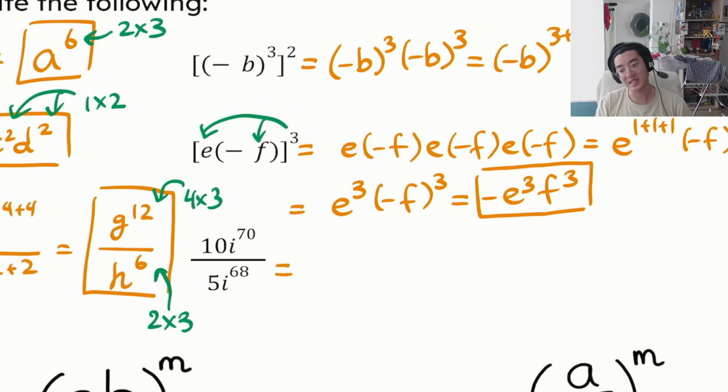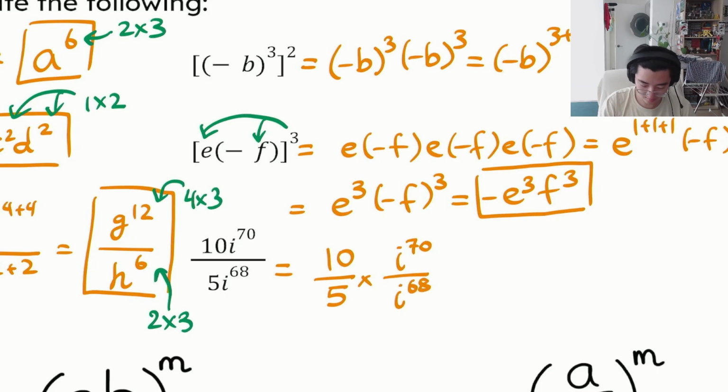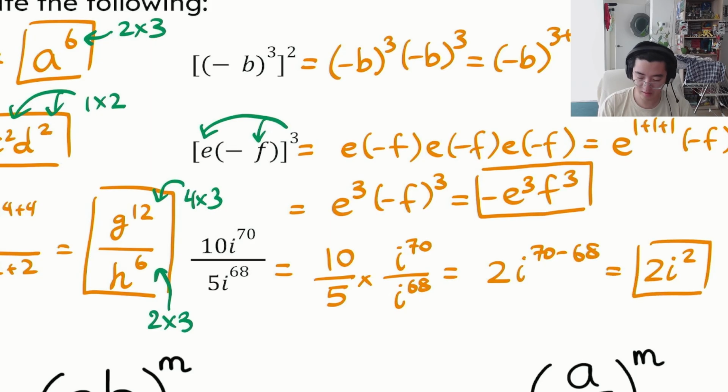Right, and of course we can mix and match variables and coefficients. So the first part, we can split them up. This is just 10 and 5 times the variables. Right, 10 divided by 5 is 2. I to the 70 divided by I to the 68 is just 70 minus 68. Right, it's just I squared.